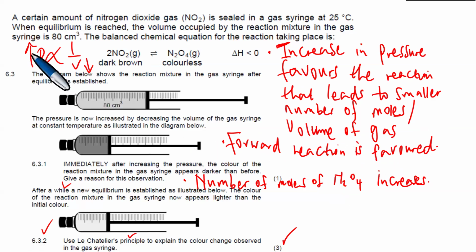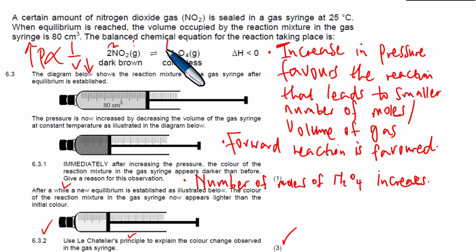Yeah, so when the pressure becomes greater, the number of moles tend to reduce, and therefore the volume also becomes smaller. When the volume becomes smaller, this shifts to the side that has the smaller number of moles. The ratio is 2:1, right? So it shifts to the side that has the smaller number of moles, to the side of the 1. The forward reaction is favored.